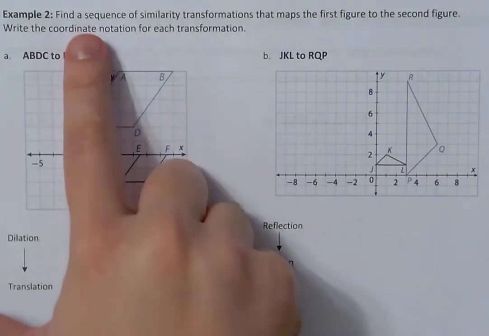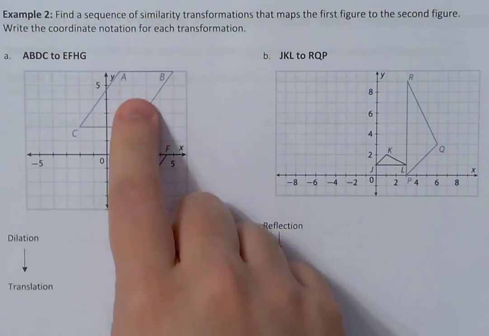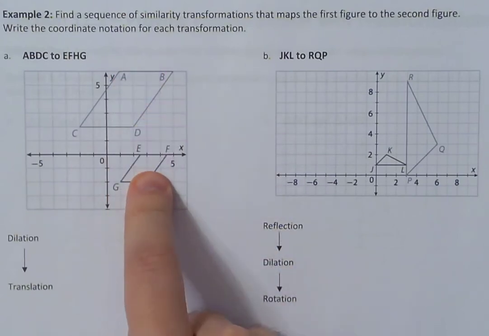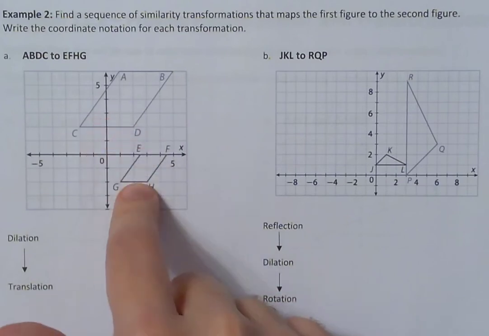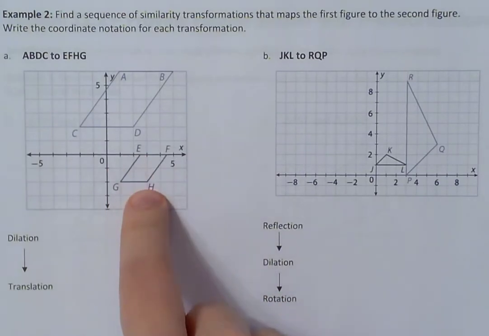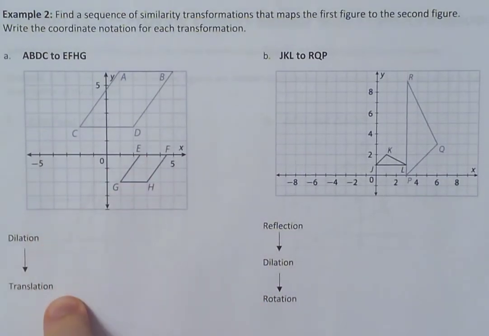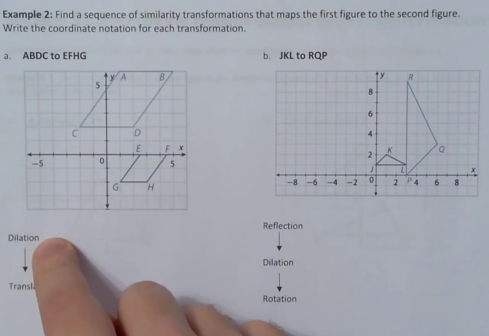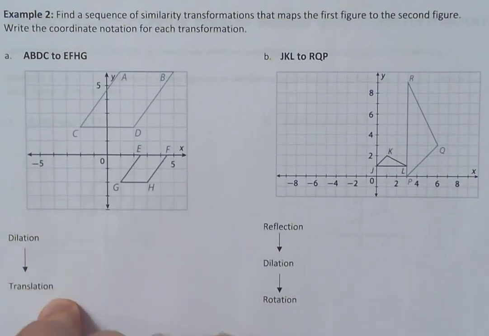So if we look at example 2a, we have A, B, C, D, and E, F, G, H. So we have these two parallelograms. We have to take this parallelogram and get it to here. Now, they already set up our path where they're telling us to dilate it and then to translate it. So we just have to figure out what we have to dilate it by, and then we have to figure out what we have to translate it. So you don't have to pull out what different transformations you have to do out of thin air. They do give you some guidance.